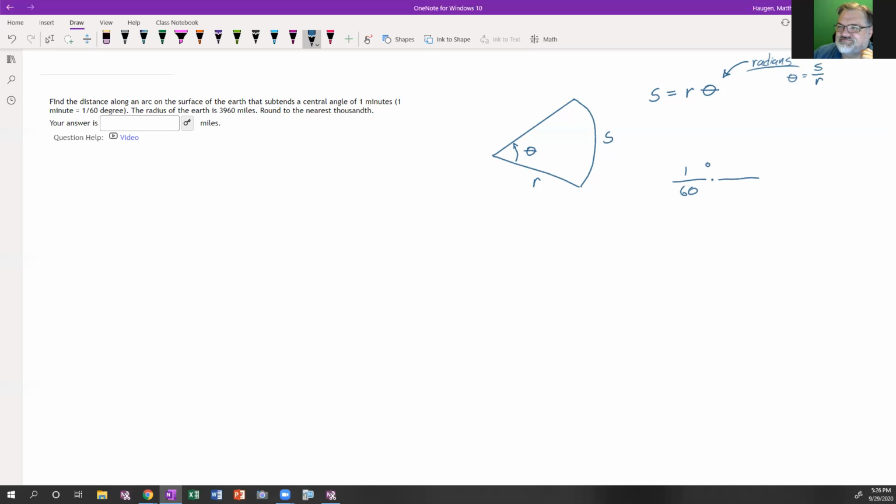So we recall that there are pi radians in 180 degrees. That's going to make those degrees cancel, and we get a very small radian measure. This is a very tiny, tiny amount of arc of pi over 60 times 180 radians.